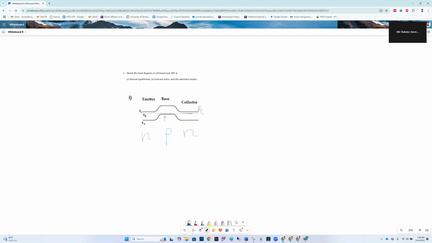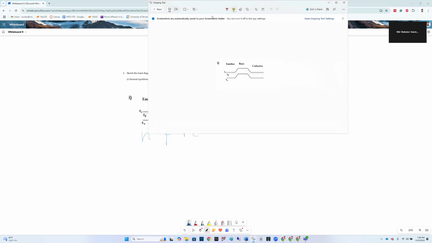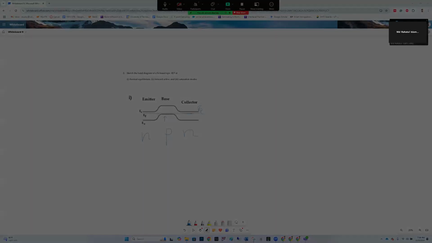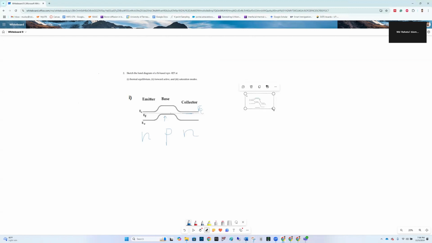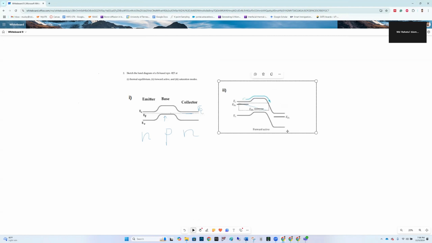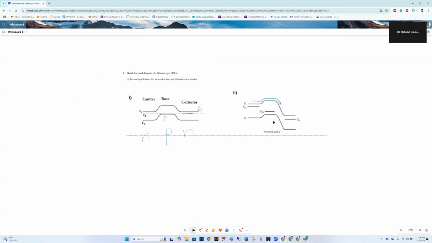Now let's move to the band diagram at forward active mode. Let me just bring the solution here. So this is the solution. Okay. So what are the changes compared to the thermal equilibrium in this forward active mode? So for the NPN BJT, in the forward active mode, as I have already mentioned, this is E, and this is B, and this is C.